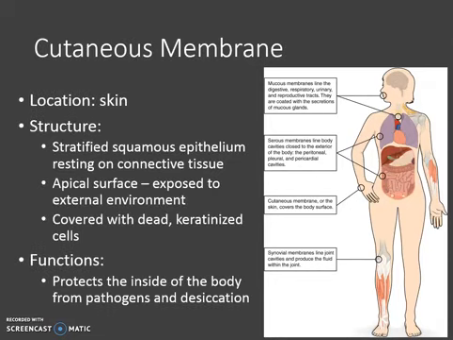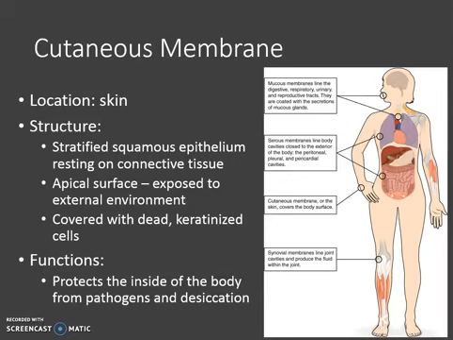The cutaneous membrane is also just known as the skin. It's made of stratified squamous epithelium tissue resting on connective tissue. So the surface is epithelium, and that's the part of the skin that you touch. You're actually touching epithelial tissue. And then deep to that epithelial tissue is some connective tissue. The apical surface of the epithelial tissue is exposed to the external environment. So once again, that is the surface of your skin that you can touch with your hands.